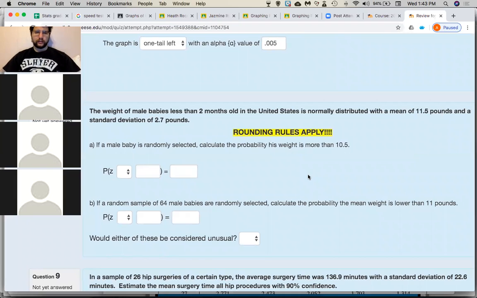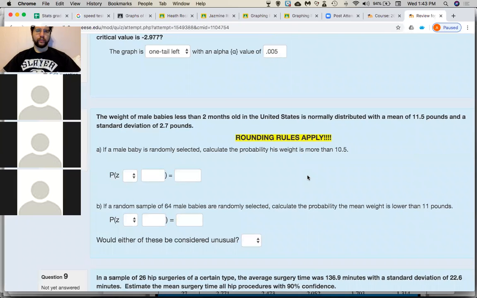All right, let's see. The weight of male babies less than 2 months old in the United States is normally distributed with a mean of 11.5 pounds and a standard deviation of 2.7 pounds. Part A. If a male baby is randomly selected, calculate the probability that his weight is more than 10.5.